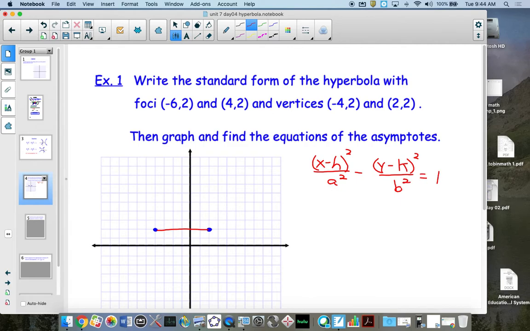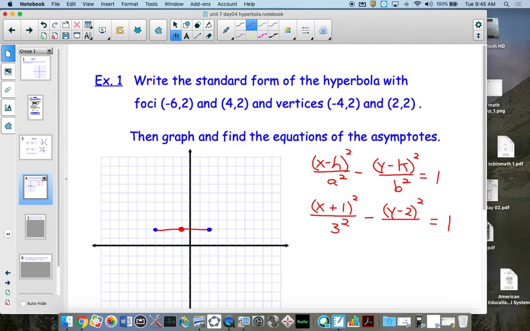Alright, so let's see where the center is at. Well, that's halfway between these 2 points. You could use your midpoint formula, or you could just count. But there's the center. The center is at (-1, 2). So it's going to be x minus a -1, x plus 1 squared, and then y minus 2 quantity squared. So let's see, what was a? a was the distance from the center to a vertex. Well, we have that right now just looking at our picture. So if we count, that's 3 units, so 3 squared or 9.